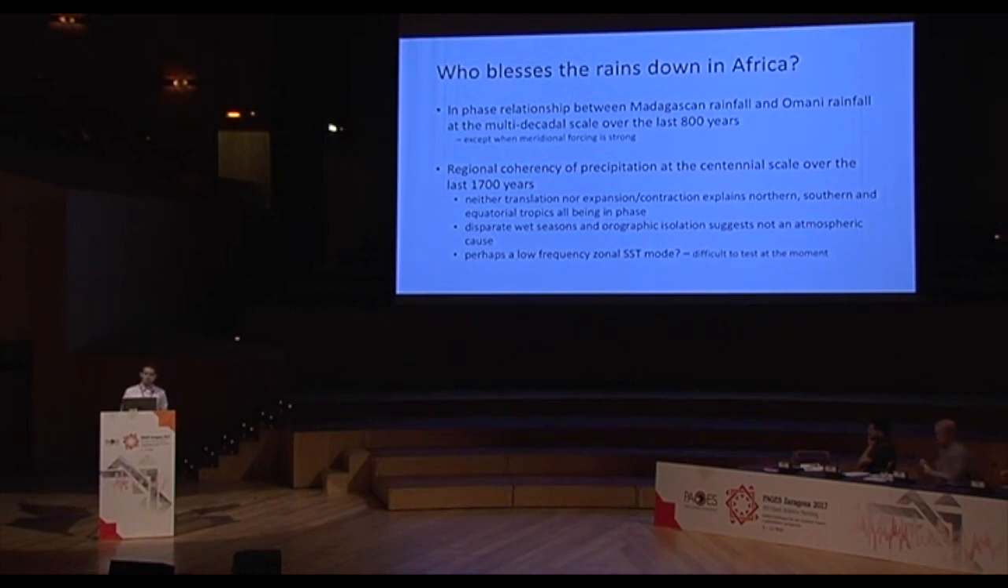So to summarize, the in-phase relationship between Madagascan rainfall and Omani rainfall at the multi-decadal scale over the last 800 years does not exist when meridional forcing is strong, but when you've got relatively modest forcing, there seems to be this nice in-phase relationship. Meanwhile, at the centennial scale, we have a regional coherency of precipitation, which is explained by neither translation of the ITCZ north or south, nor contraction and expansion of the tropical rain belt. The disparate wet seasons suggest this is not an atmospheric climate phenomenon, but rather probably a low-frequency zonal SST mode. But this is quite difficult to test at the moment.